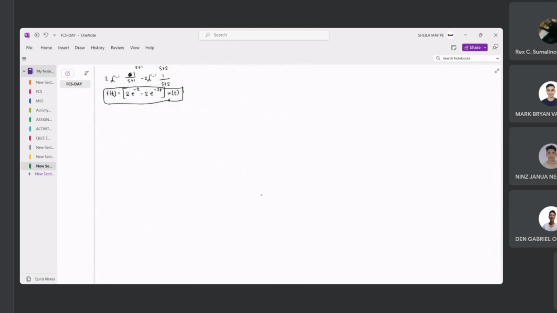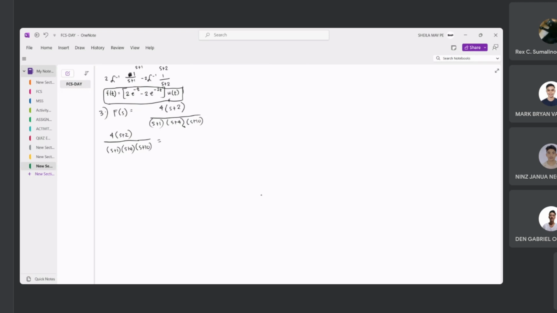Okay, for number 3, if we have the same class, non-repeated simple roots. So F of s equals s plus 2 all over s plus 1, s plus 4, s plus 10. Okay? Since it's already simplified, just copy s plus 1, s plus 4, s plus 10.